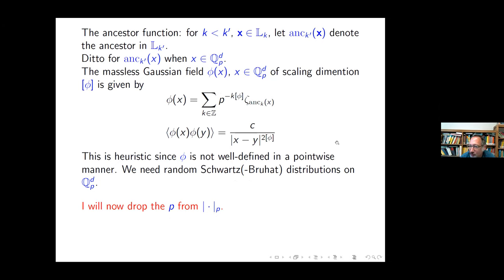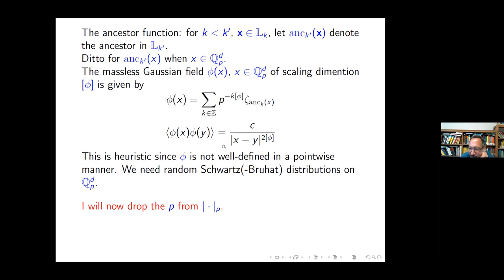And so using this, I'm going to tell you what is the analog of the previous massless Gaussian measure. The massless Gaussian field indexed by these leaves at infinity is given by a geometric series where you sum over all the ancestors. So you look at the path that takes you to the leaf X. You collect all the random variables sitting along the path, and you sum them up with a geometric weight. And this is where the scaling dimension comes in. So this is a parameter. And if you look at the two-point function, at least formally, what you find is a constant divided by this distance, the hierarchical distance I defined.